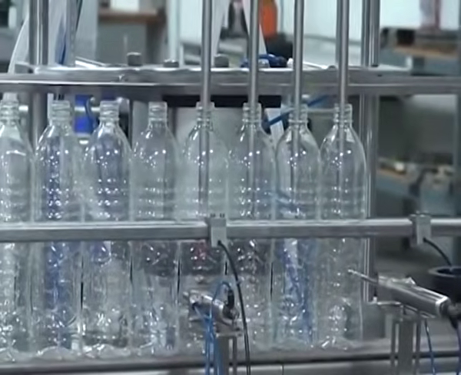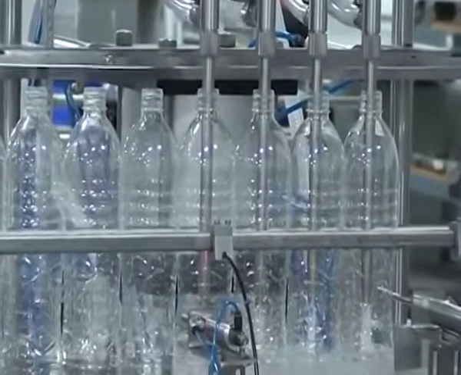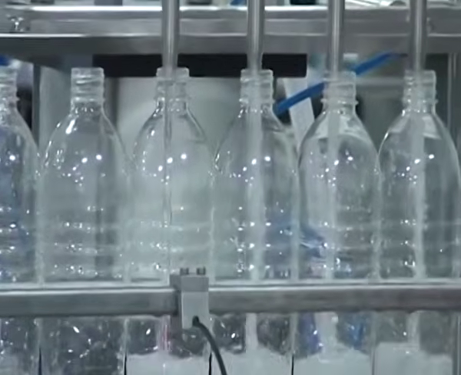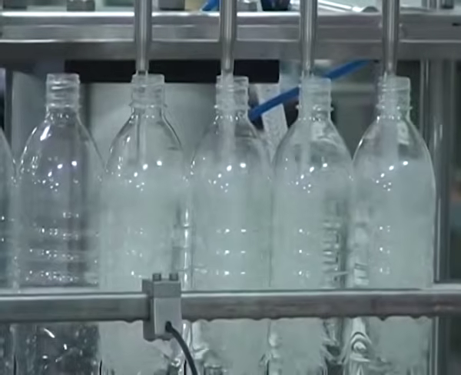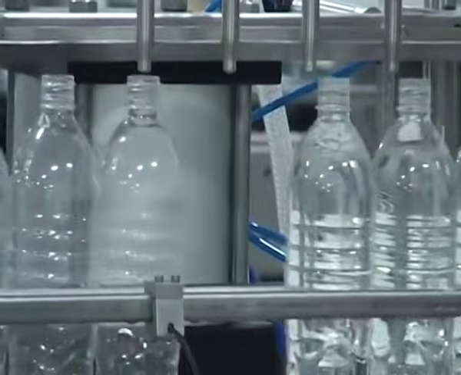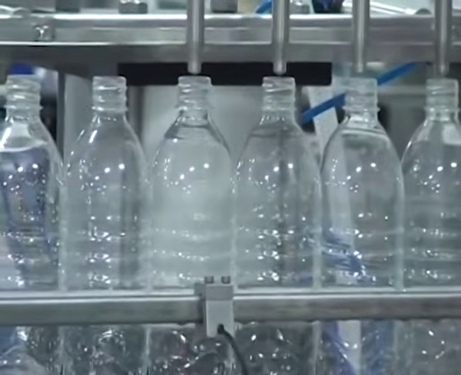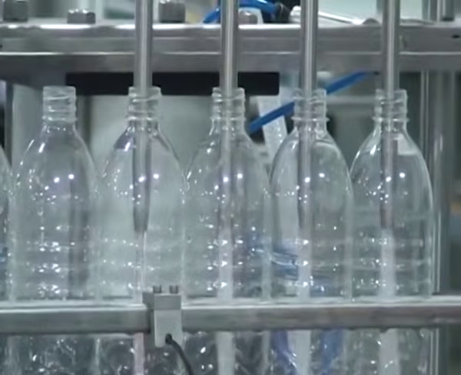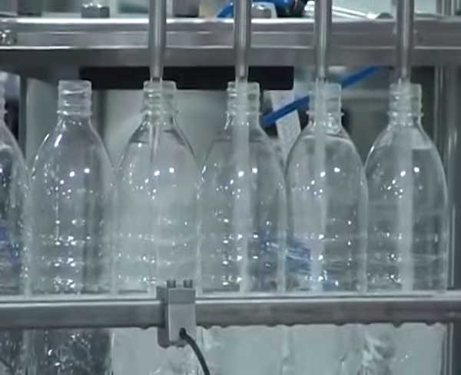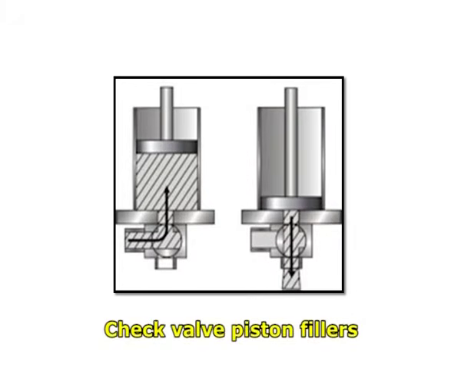A check valve piston filler works on a check valve principle that opens the in-feed valve on the draw stroke, then forces the draw side check valve closed while opening the discharge valve on the dispense stroke. These are good for very low viscosity liquids. We can see this in figure 4.